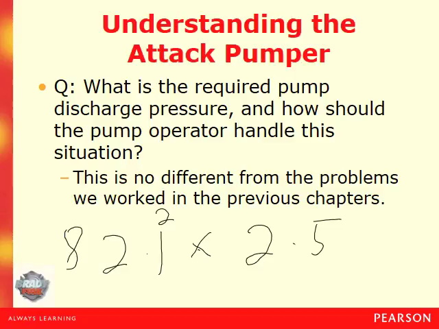So now we take 8 times 2.1 times 2.1 times 2.5. So let's run it through our calculator here. 2.1 times 2.1. Then we'll multiply that by 8. Then multiply that by 2.5. And that gives us 88.2 for our friction loss.